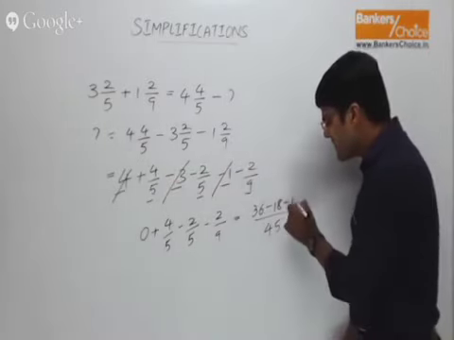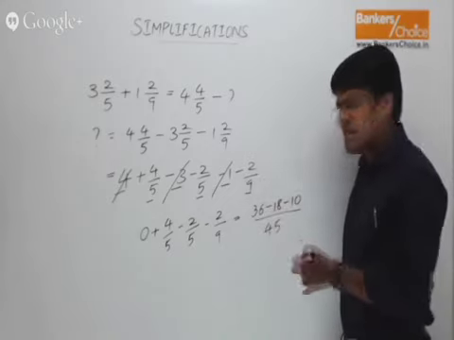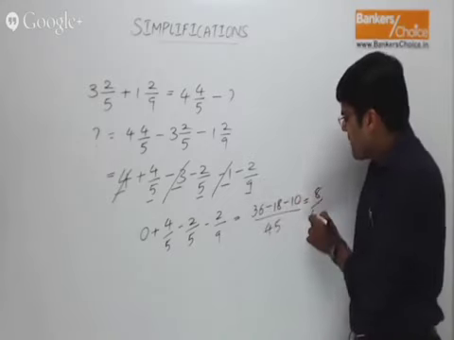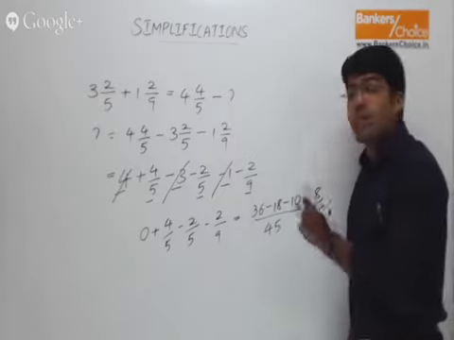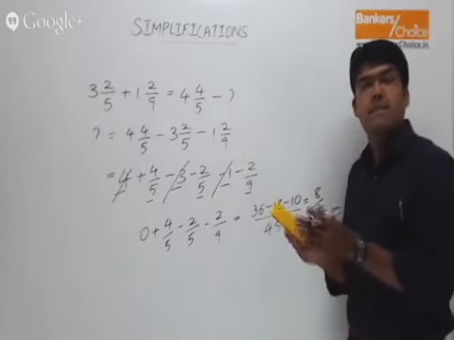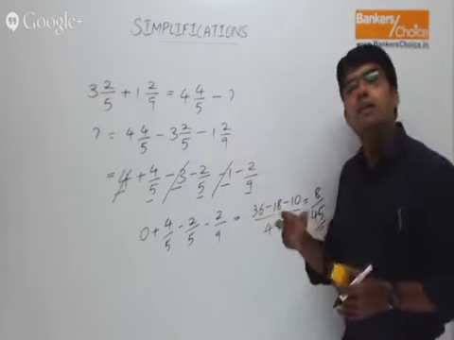So look at this now, minus 10. What is 36 minus 18? 18. 18 minus 10? 8. 8 by 45. That's your answer. So practice this method. Just split the integer part and the fraction part and do the calculations.